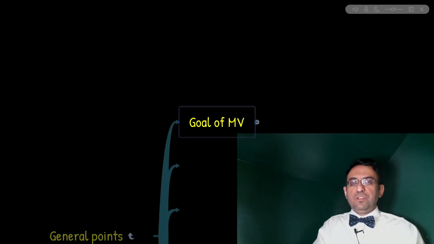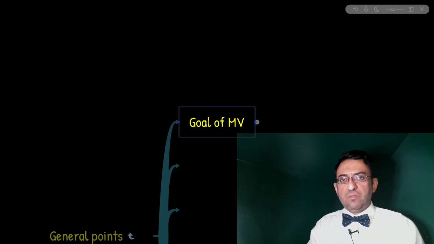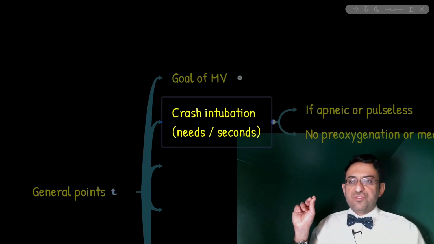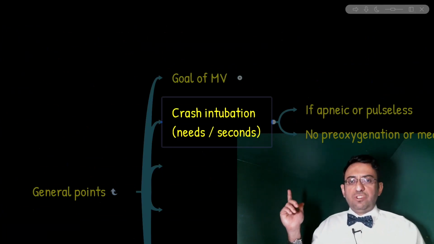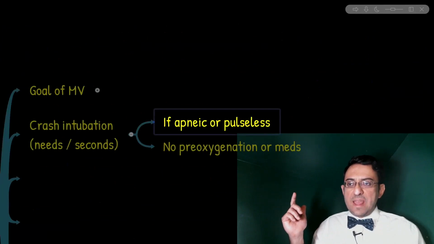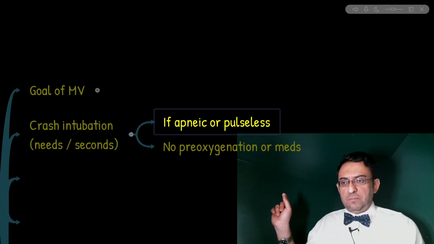Now, I mentioned earlier on that intubation could be done emergently, referred to as crash intubation, versus rapid sequence versus electively. Now, what are the two most important indications for crash intubation? If the patient has no airway on the initial survey in the emergency department, or if the patient is apneic or pulseless.